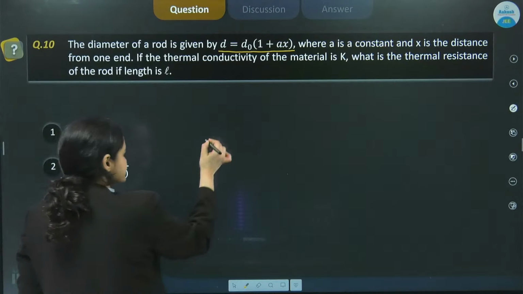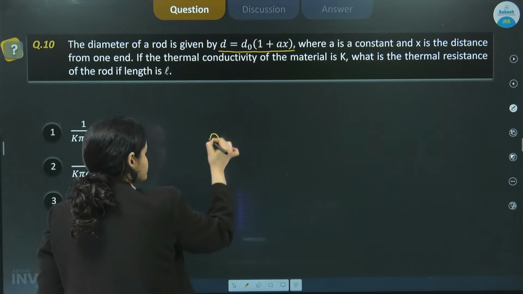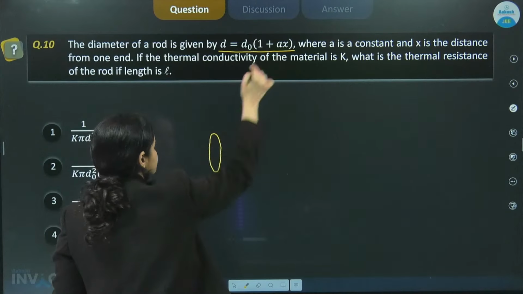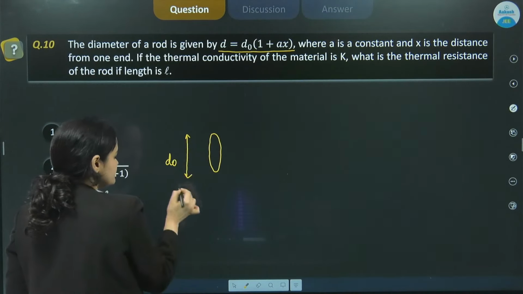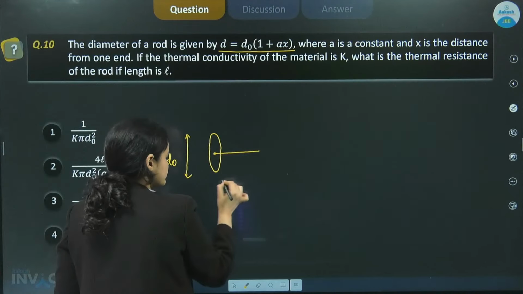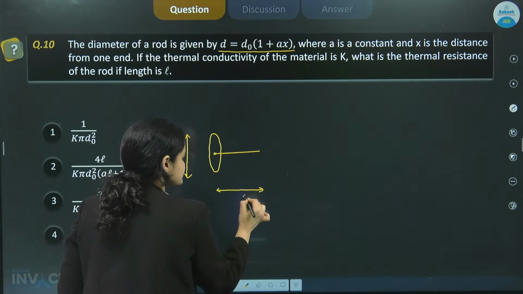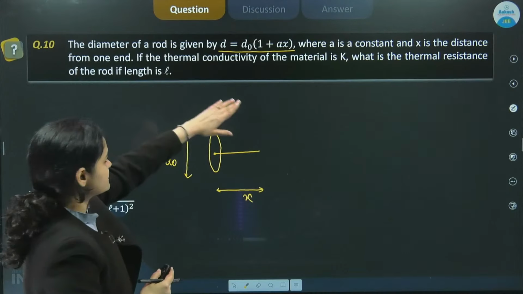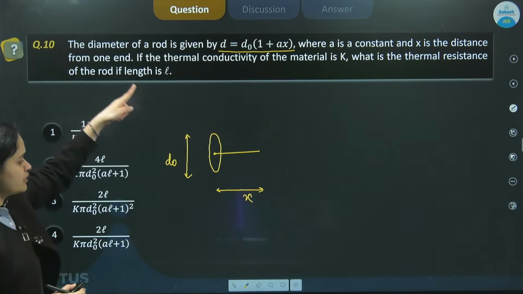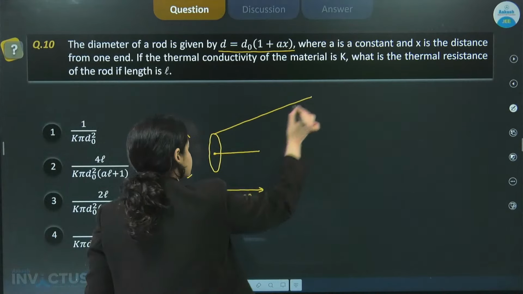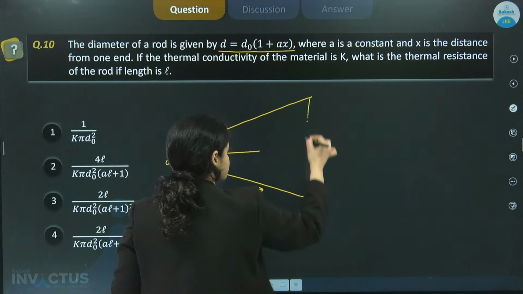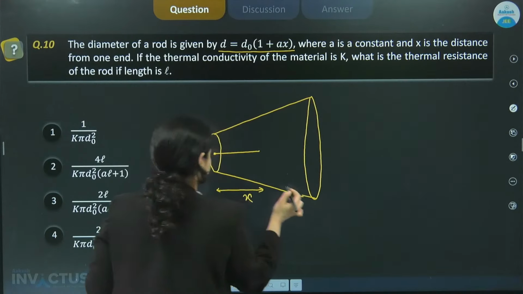See, there is a rod whose diameter is d naught at x equal to 0. That means this region has a diameter d naught. Now when you move away from it, I'm considering this distance as x because it says that x has been taken from one of its ends. So this is the value of x. The diameter is increasing, so it's a frustum kind of shape over here.